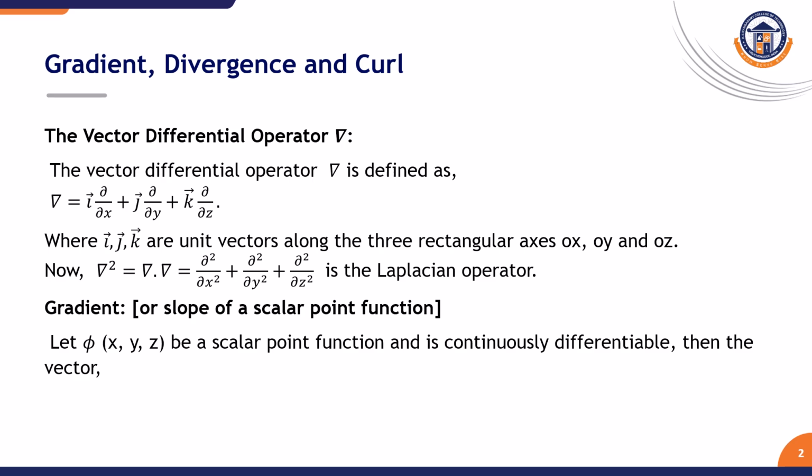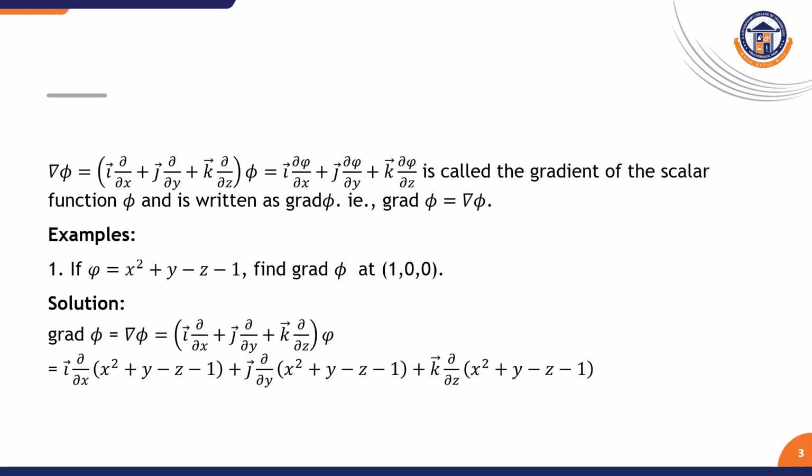So the first one is gradient. Another name for it is the slope of a scalar point function. Its notation is del phi or grad phi. Its formula is i vector ∂phi/∂x plus j vector ∂phi/∂y plus k vector ∂phi/∂z. Here are some examples related to this gradient.